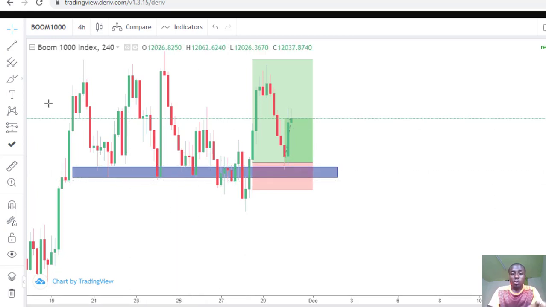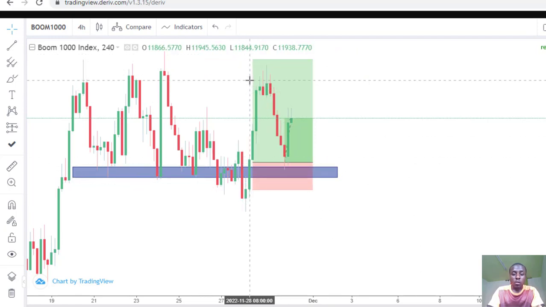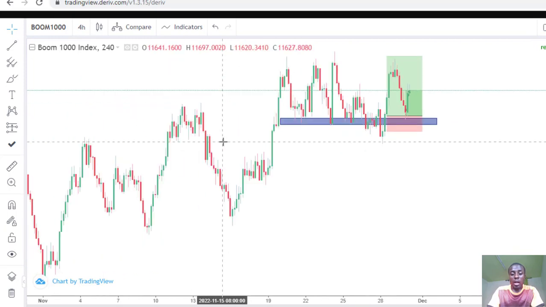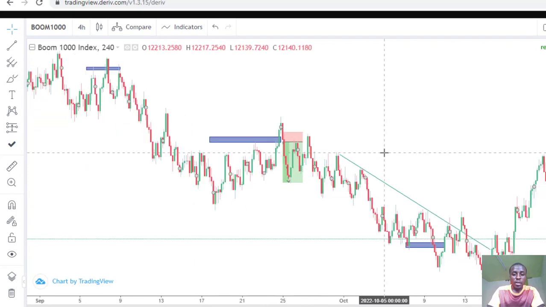But if you just watch this video and you just understand the concept, that after these rejections we only have what? Liquidity grab, and after the liquidity grab sometimes price will come back to mitigate. So just from this concept you can actually catch some good setups. All right, so look at it here. We have similar scenarios here.